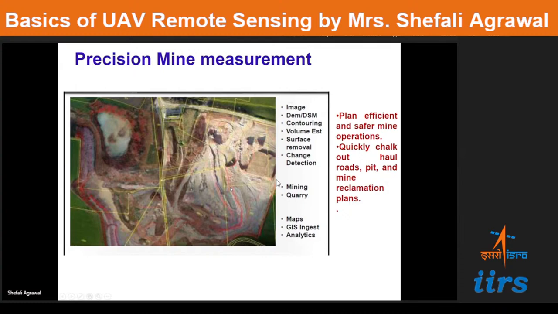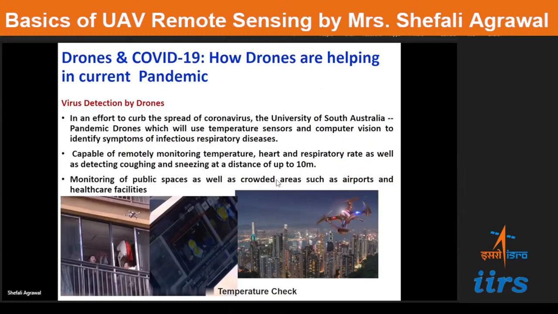So wherever there are gaps in the satellite-based observations, drones can effectively come into the picture and provide the missing information. Then drones, as we have seen, have been effectively used in pandemic time to prevent the spread of the coronavirus, especially in countries like Australia.